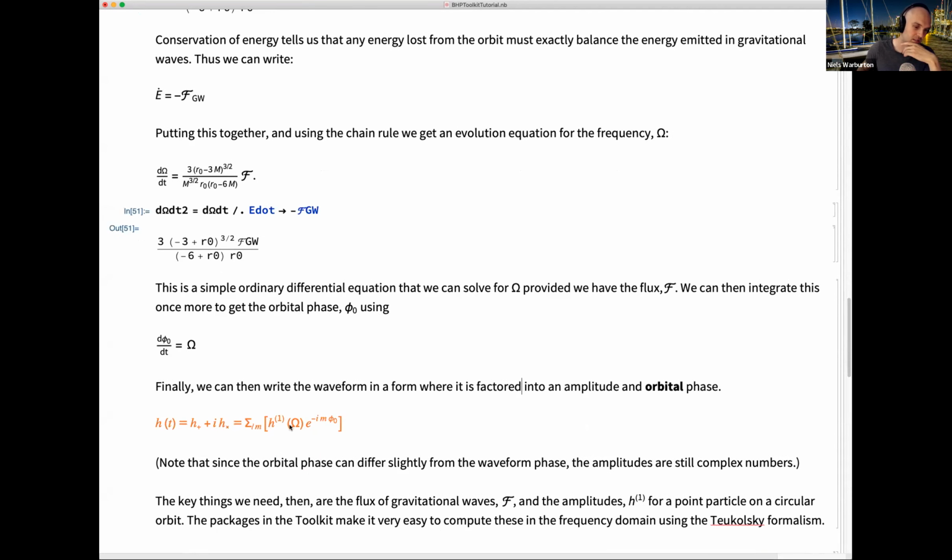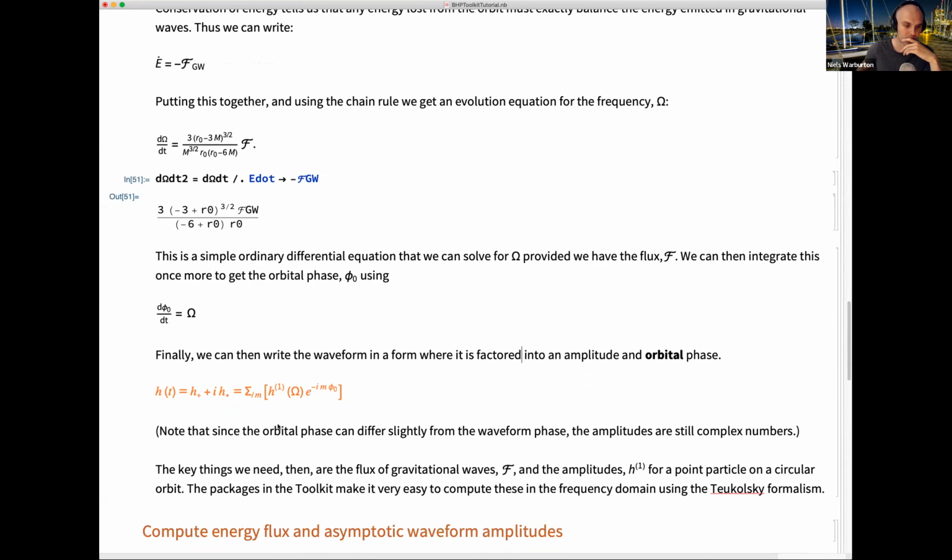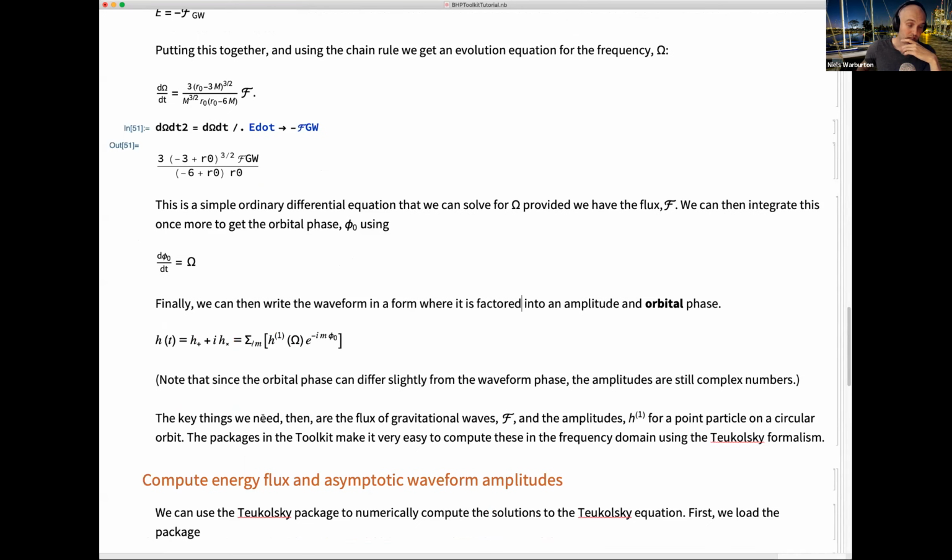If you like, it's the tail terms, if you know about PN theory and things appearing inside here. And this is what we'll compute from the Teukolsky equation. So that's the things we need to compute.